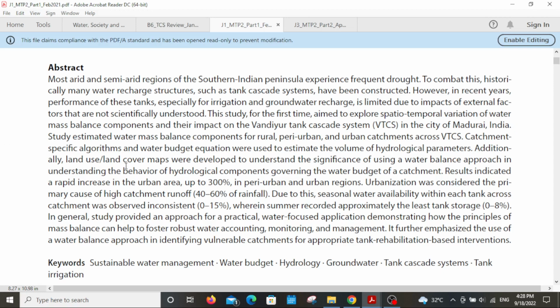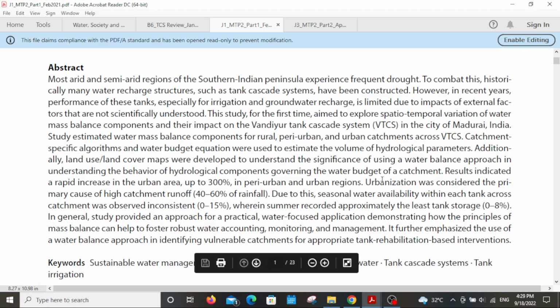Additionally, land use, land cover maps were developed to understand the significance of using a water balance approach in understanding the behavior of hydrological components governing the water budget of a catchment. So this is truly in coherence to what we studied during the last 3 weeks. Results indicated a rapid increase in the urban area, up to 300% in peri-urban and urban regions. Urbanization was considered the primary cause of high catchment runoff. So when I say catchment runoff, it is the surface runoff that we had discussed in the last 3 lectures.